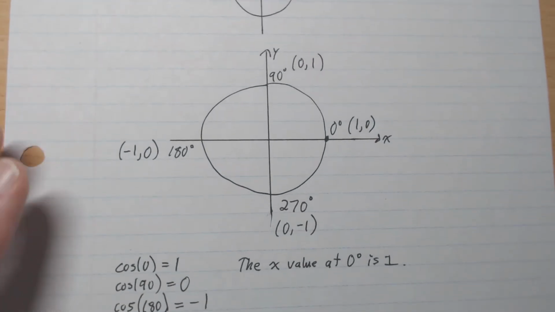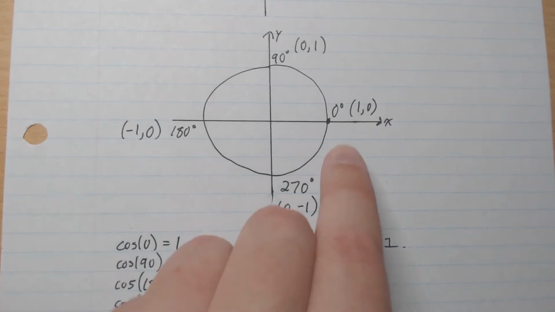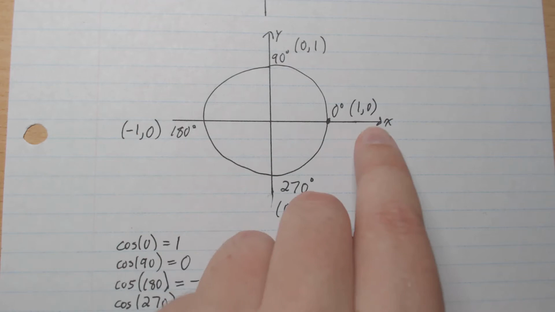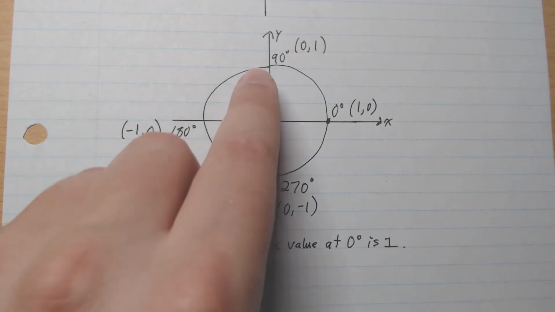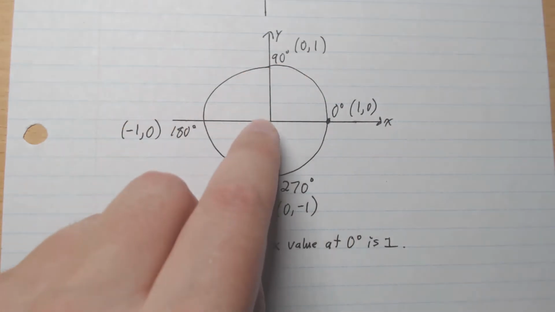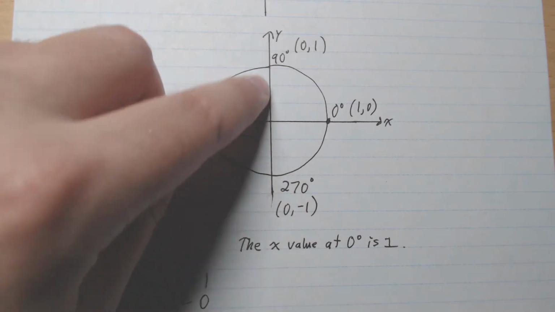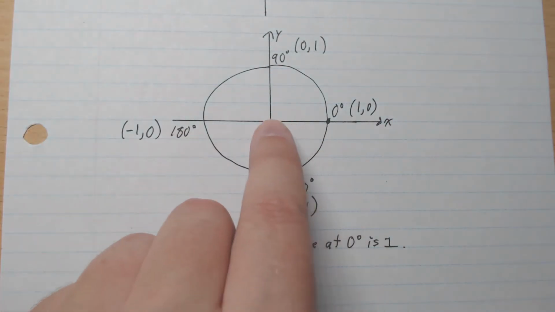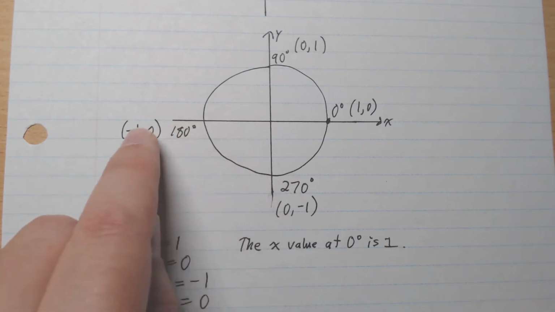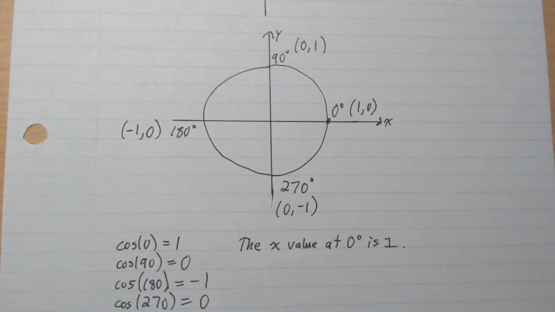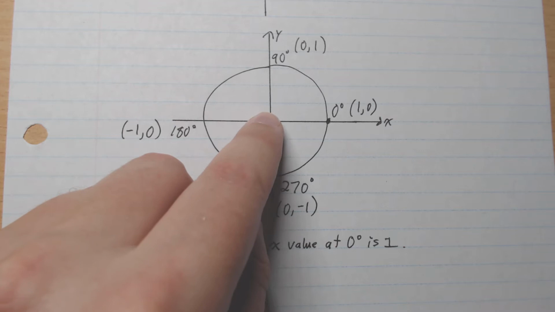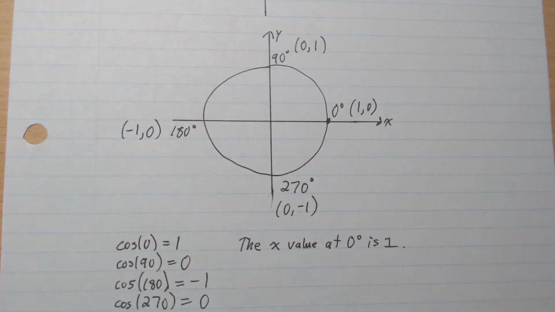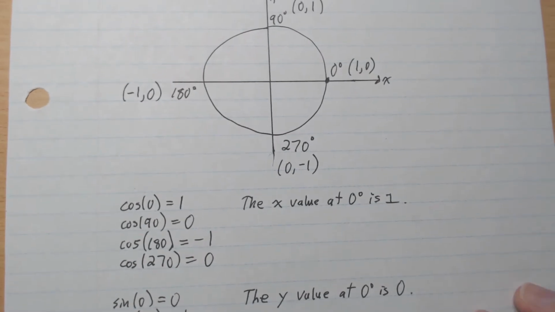Alright, so we'll start with some easy points here. At 0 degrees, the x value is 1 and the y value is 0. Here at 90 degrees, we notice the x value is 0 and the y value is 1. At 180 degrees, the x is negative 1, the y value is 0. At 270 degrees, the x value is 0 and the y value is negative 1. Right? And so this is how we read it.